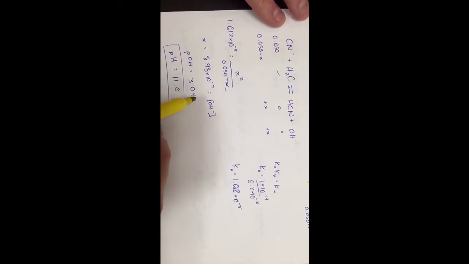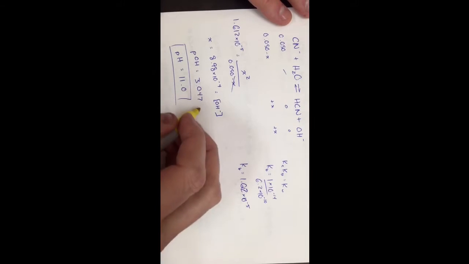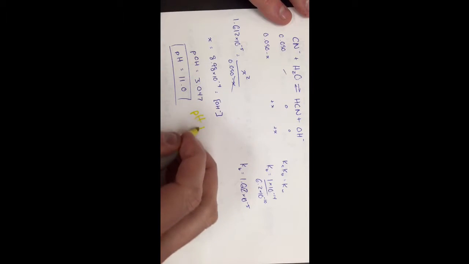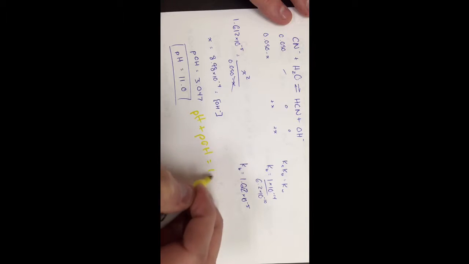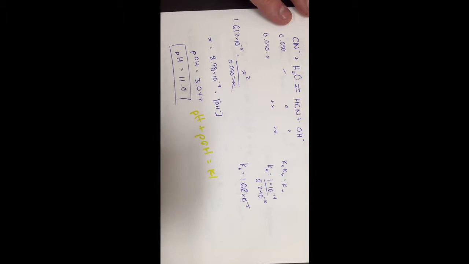Sorry, I'm going to cough from time to time, because, yeah, I am. And so the pOH, based on the OH concentration, is 3.047. When we add 14 to that, because the pH plus the pOH equals 14 always, then the pH is 11.0.